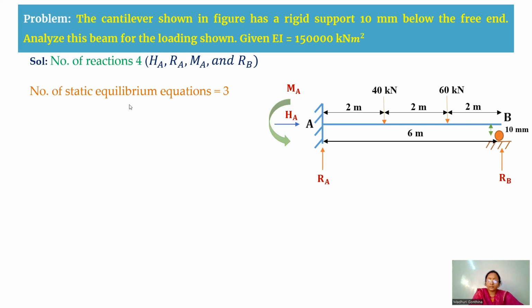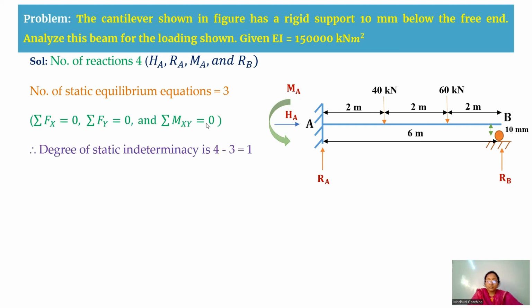And the static equilibrium equations here are 3, that is sigma Fx, sigma Fy, and sigma M equal to 0. Now the degree of static indeterminacy is the number of reactions minus static equilibrium conditions. So that is 1.